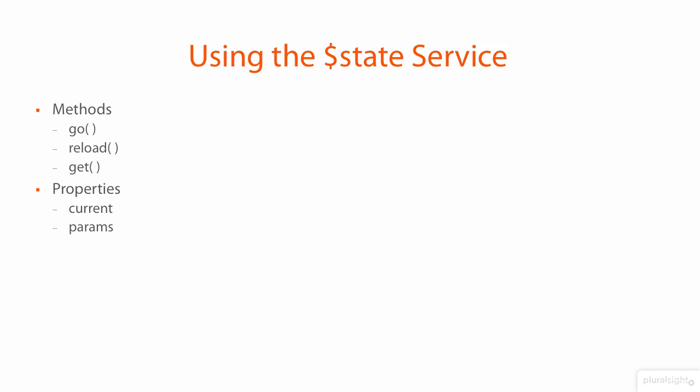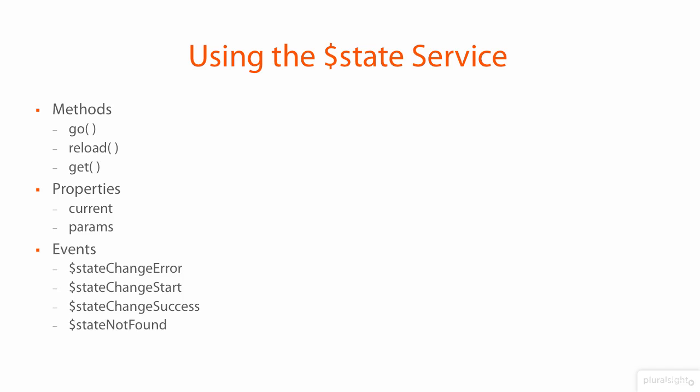The service also has a few useful properties. Among them, the current property returns a reference to the currently active state, and the params property returns an object containing the parameters for the current state.